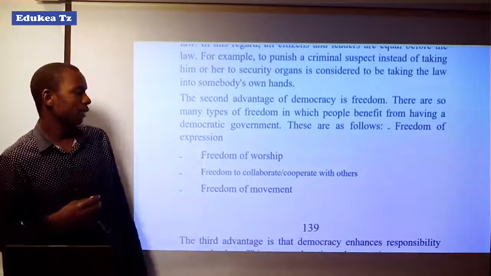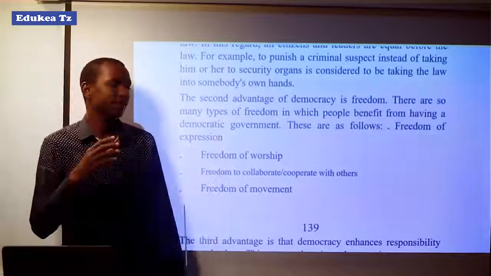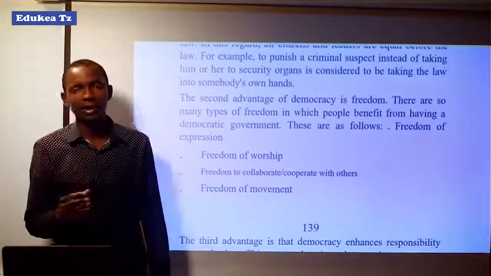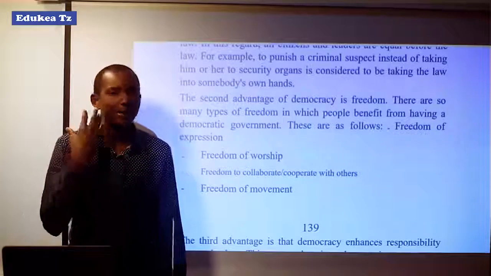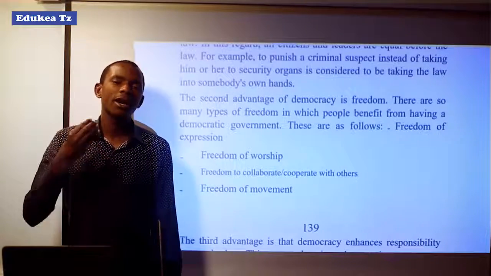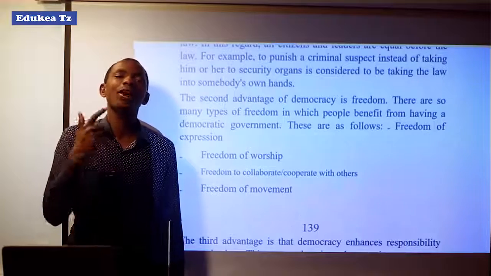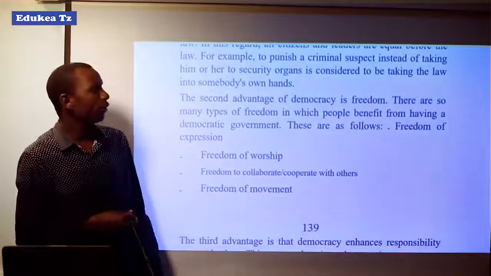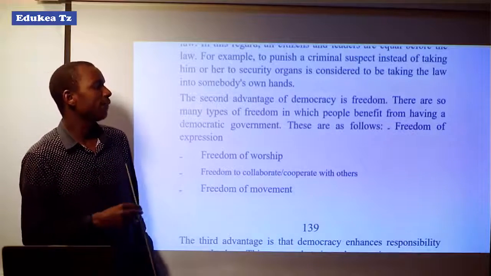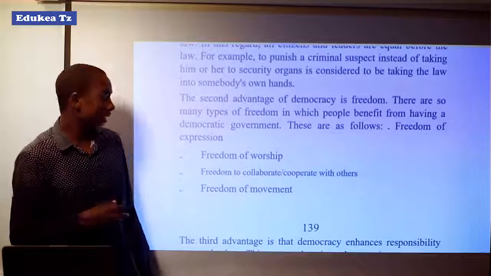The freedom we are talking about here is the freedom of expression, that is the first one. You are allowed to express your views and your thinking. Anything which you think, you are allowed to speak it. That is one of the freedoms which is emphasized in a democratic government.